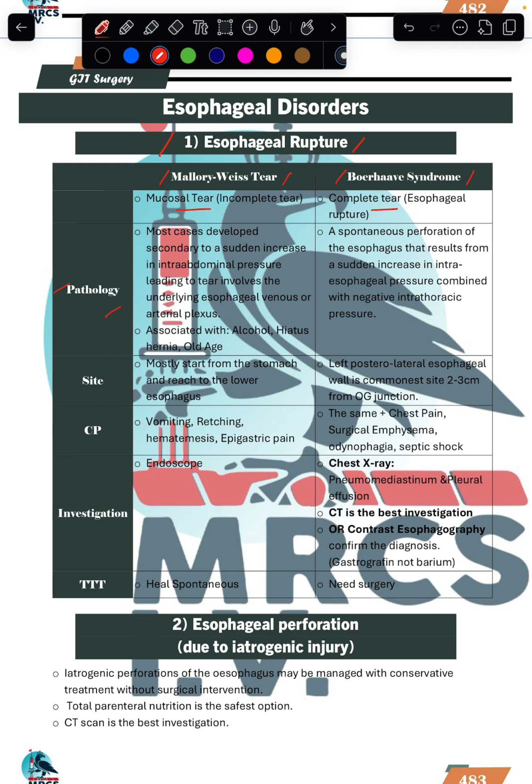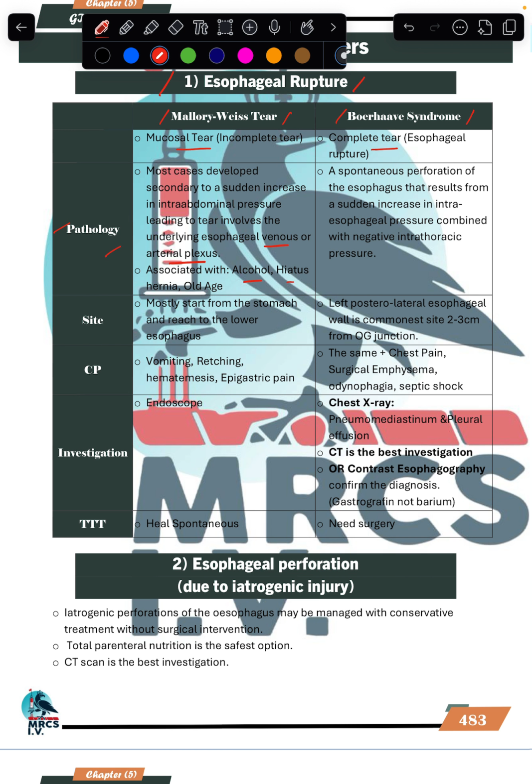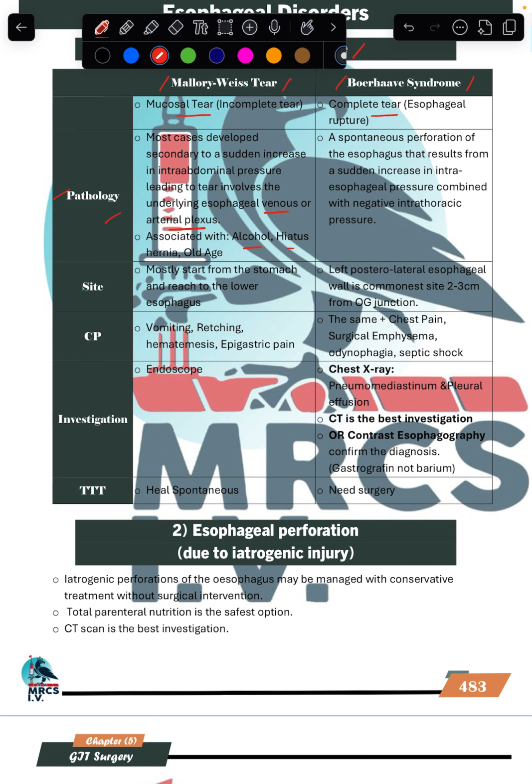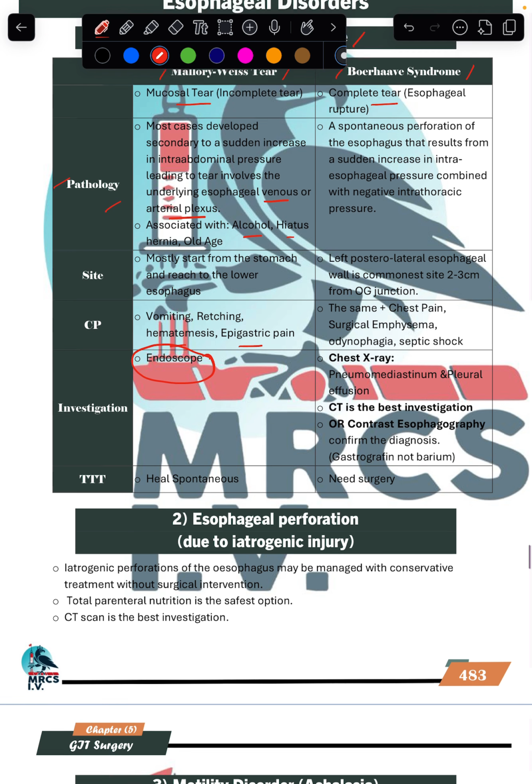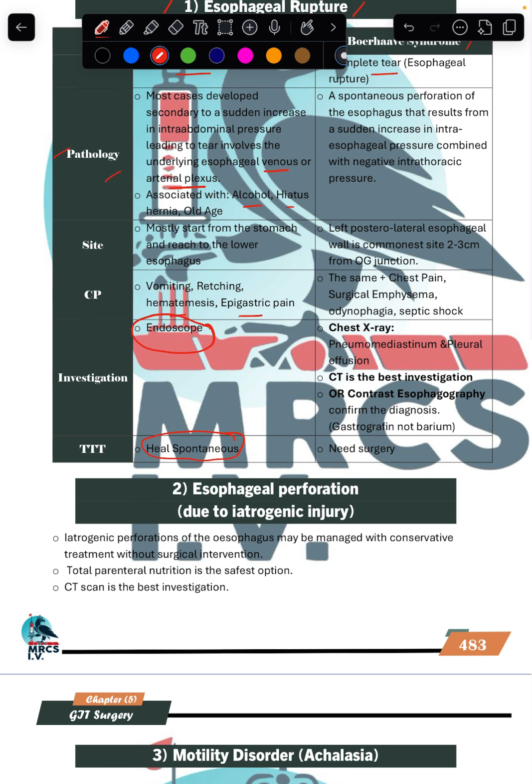In Mallory-Weiss, the tear involves the underlying esophageal venous and arterial plexus, associated with alcohol intake, hiatus hernia or old age. The site mostly starts from the stomach and reaches up to the lower esophagus. Clinical picture is vomiting, retching and hematemesis, with epigastric pain. Investigation is through endoscopy, and treatment is that it should heal spontaneously.